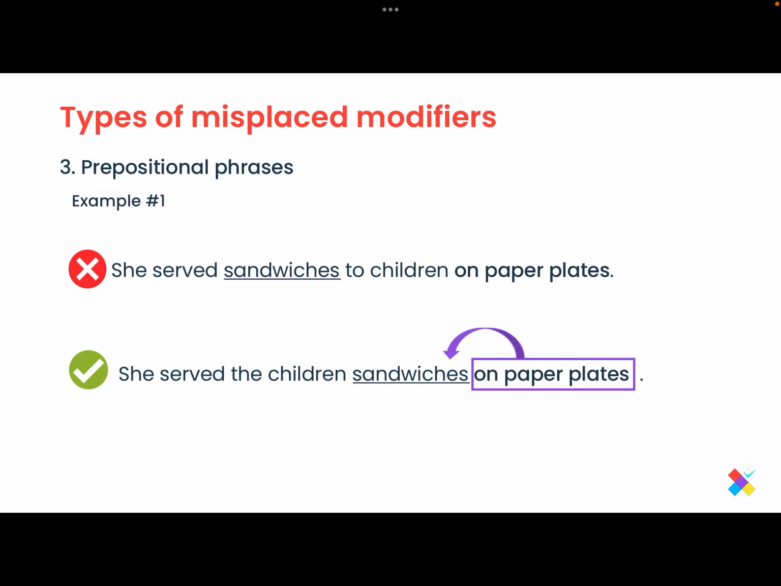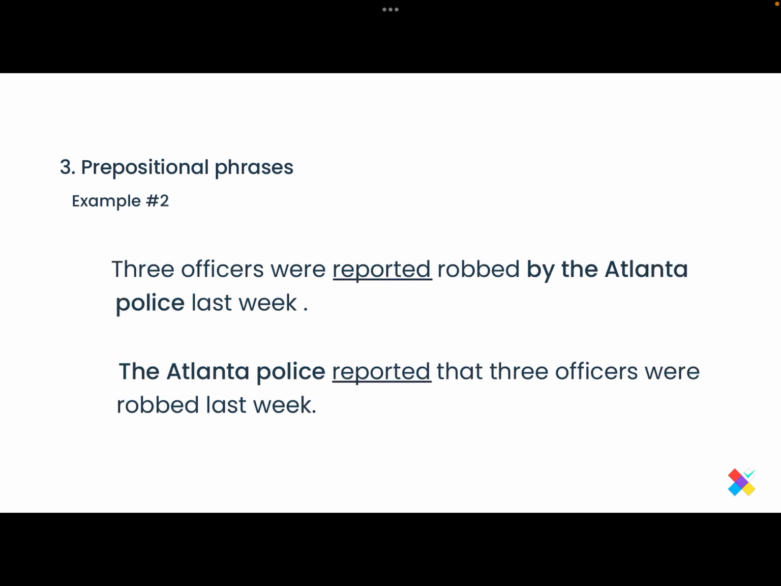All right, now we have a case of robbed officers over here. Whenever we're using passive voice in a sentence, it can also lead to prepositional phrases as misplaced modifiers, especially when they begin with the preposition by. As it reads, the first sentence sounds like the Atlanta police themselves robbed 3 officers, which is wrong because by the Atlanta police comes right after the participle robbed, not the verb reported.